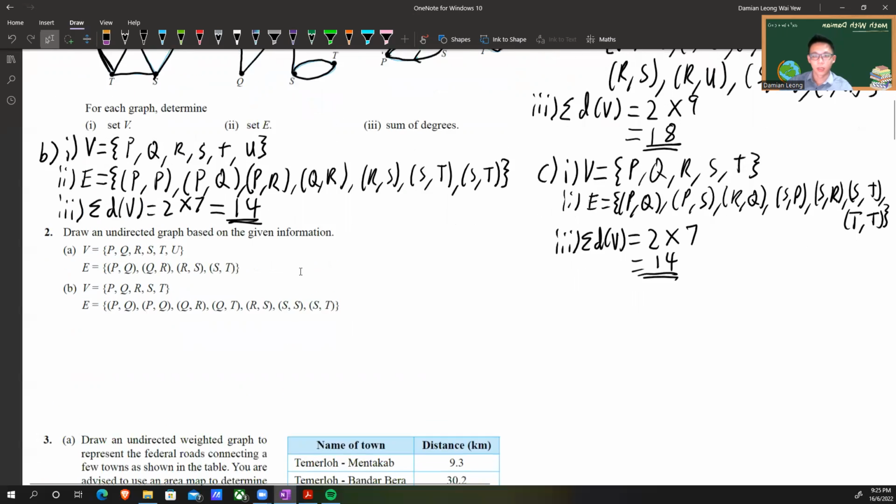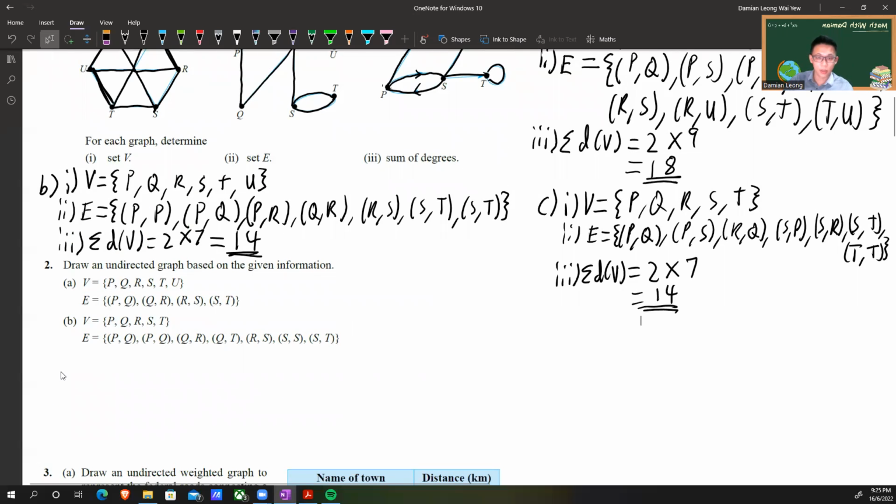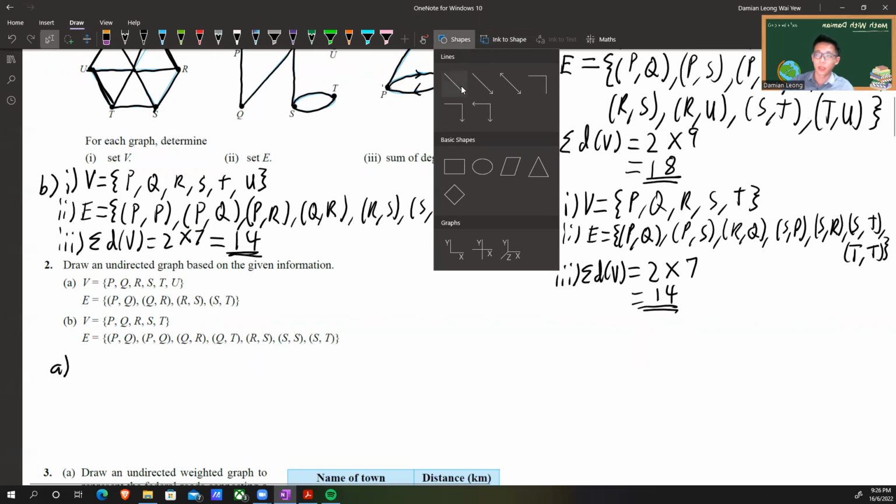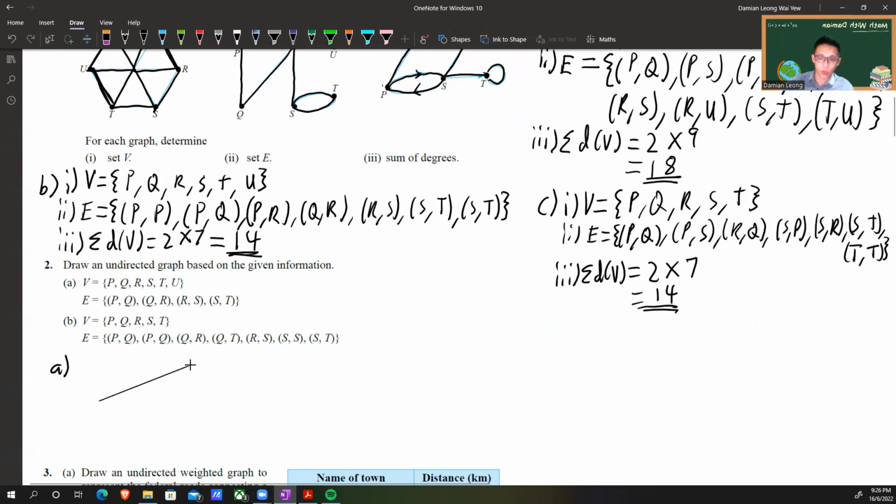So, if I look at part A, I need to draw these 6 vertices, but only these 4 edges. Okay. So should I draw the vertices first or the edges first? My take on it would be, I will draw according to the edges first. Okay, so it's less likely for me to cut across one another. So I draw from P to Q.